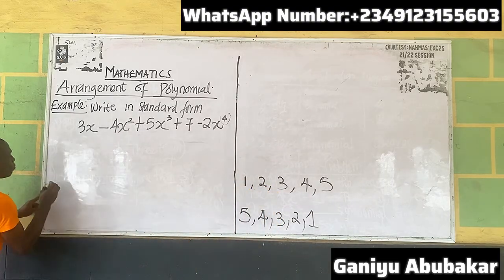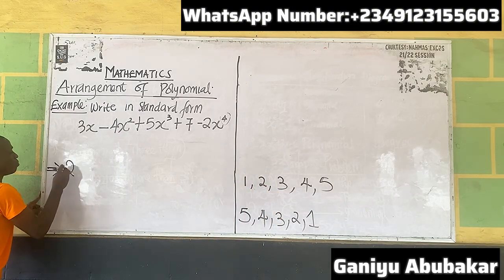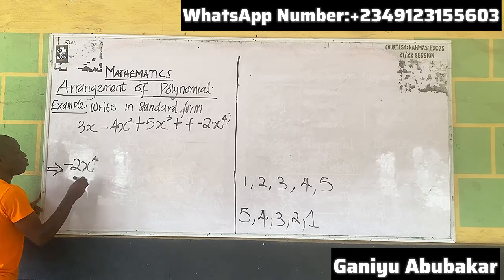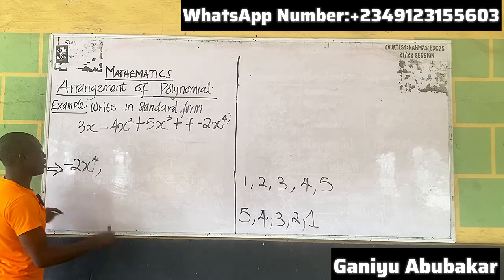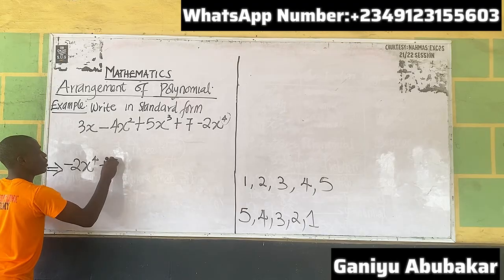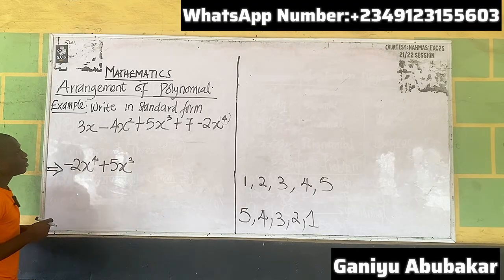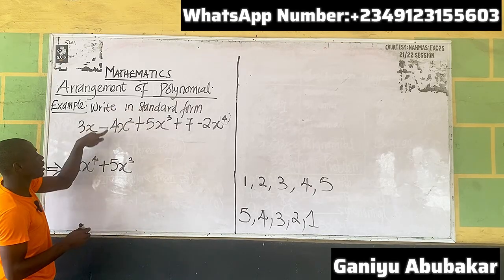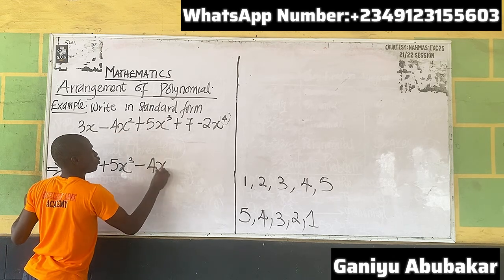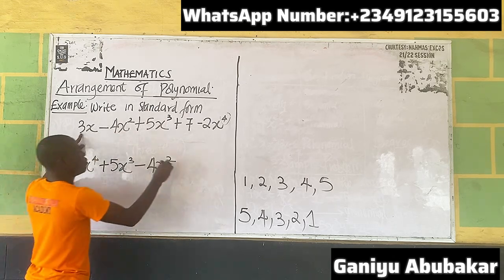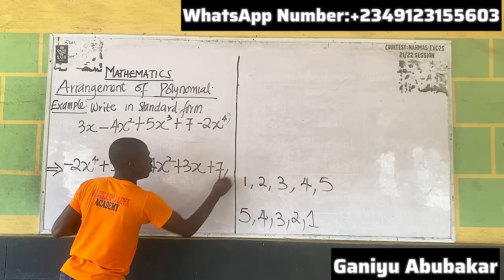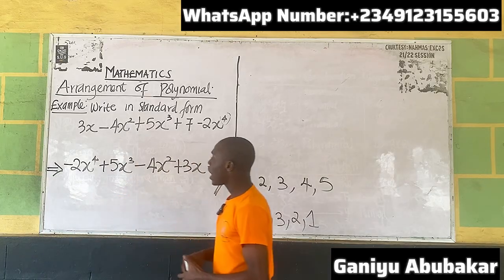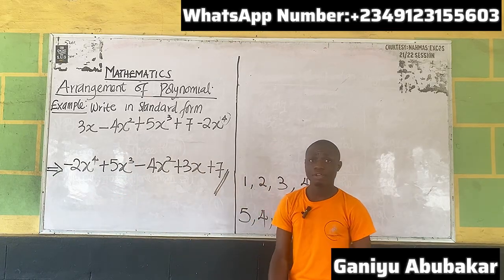So in normal arrangement, this becomes negative 2x to the power 4. After 4, descending backward, that gives you 3, so plus 5x to the power 3. Next up is 2. After 3 is 2, that gives you negative 4x squared. Then I have plus 3x. Finally, I have plus 7. So this is how you correctly write a polynomial.